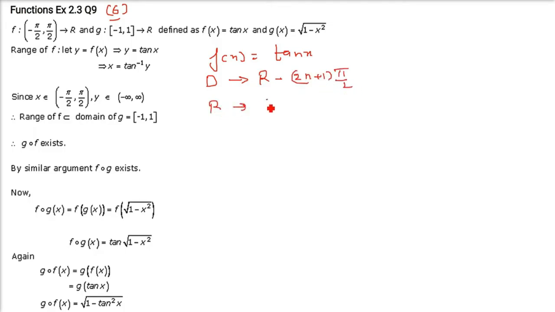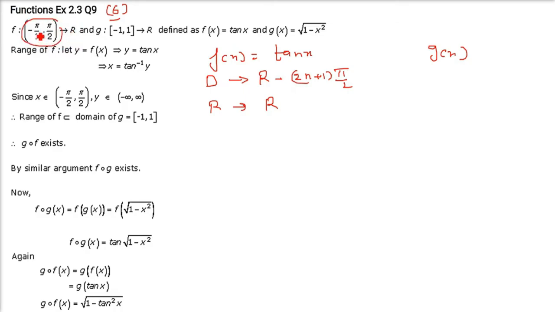And what is the range? The range is all the values, all are possible. So tan of pi by 2, tan of negative pi by 2, all these are not defined. You have to remove all these. Okay. Now we have g(x), which is under root 1 minus x square.